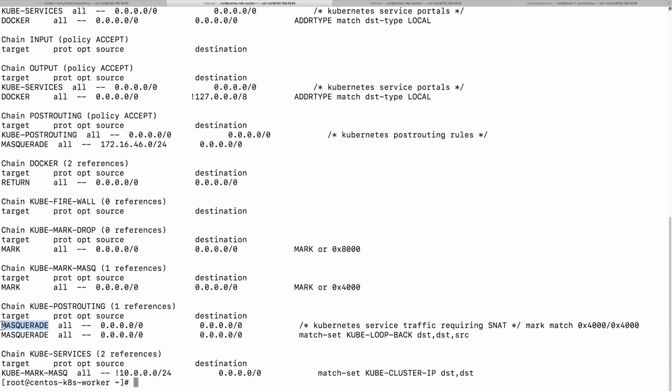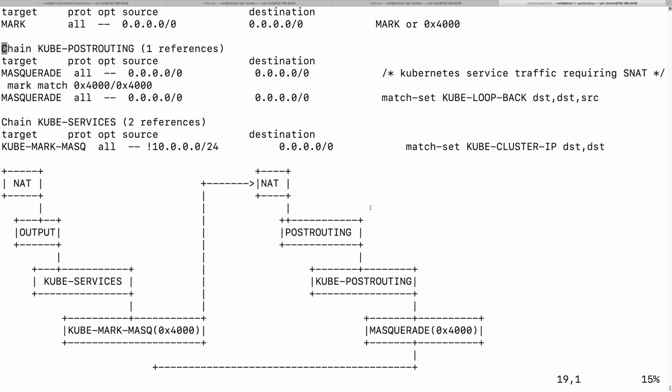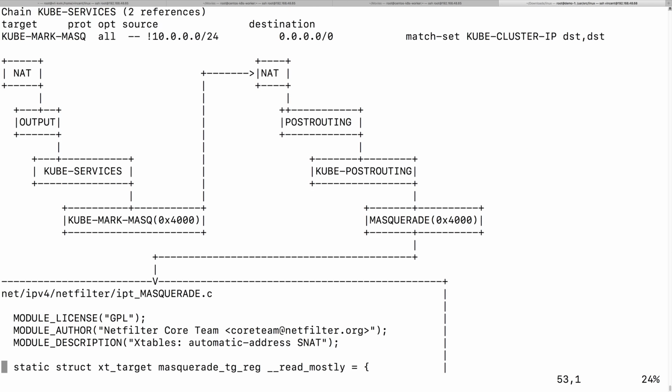So what does the masquerade target do? In general, it is for address translation. Let's go to our diagram here. Eventually this is the netfilter target the packet is going to hit, and a packet marked with this flag will go to this target. So what did this netfilter target actually do?